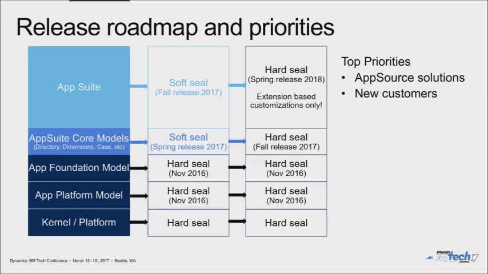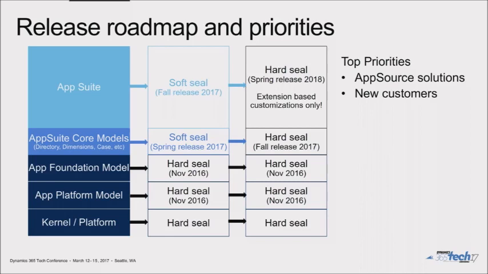The app suite core models or common models, things like dimensions, directory, case management, ledger, subledger, source document types, that core tier of models that sits below the app suite, we're looking to soft seal in the spring release that's coming up. Those models don't get a lot of overlaying at this point, and we're looking to address the gaps in those models before the spring release. That will set us up for a hard seal in the fall release of 2017. Then we have the app suite, which even though it's by far the biggest box, should really be a lot bigger if we looked at what's in that model. The target there is to soft seal in the fall with a hard seal in the spring release of 2018, on the order of 15 months from now.